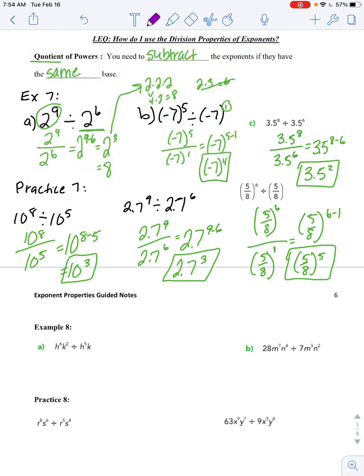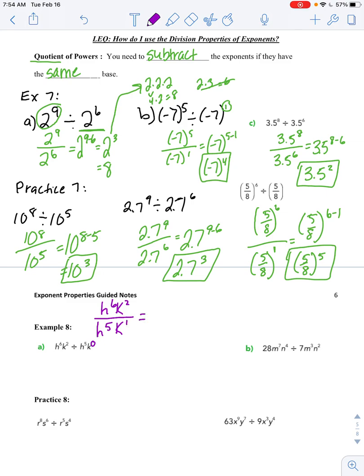Okay, then looking at our next examples, these are the same rule, except we just have more than one base, essentially. So if we look at A, we have h to the 6th times k to the 2nd divided by h to the 5th times k. So I'm going to set that up using my fraction bar. So I have h to the 6th, k to the 2nd divided by h to the 5th and k. Remember, if there's not an exponent there, there's 1.